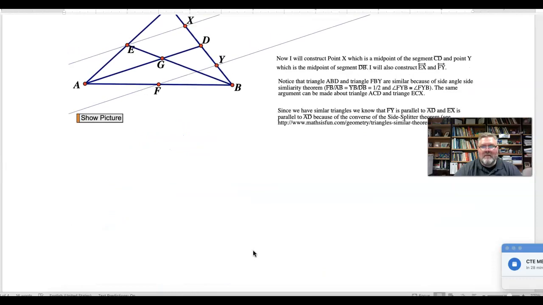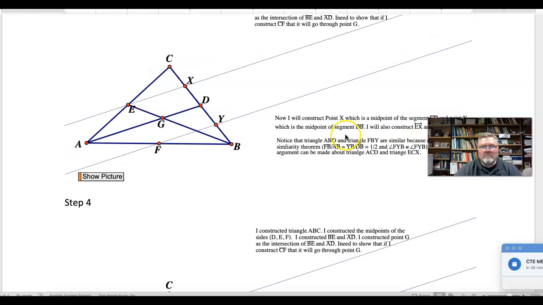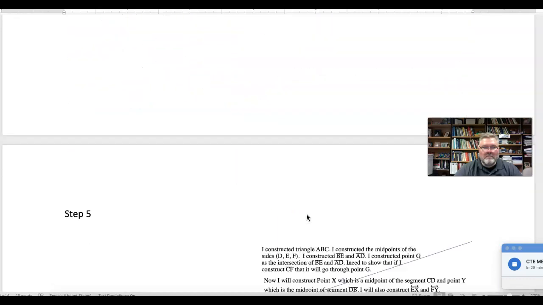Okay, where was I? But I gave you the Math Is Fun reference here to say why this line and this line are all parallel.